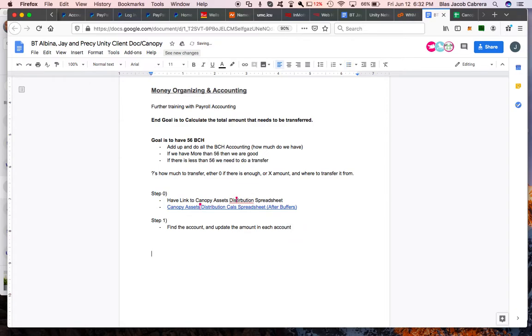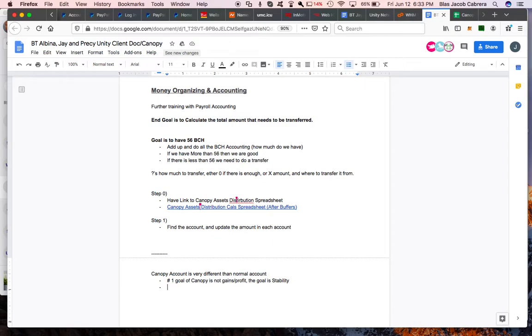What you need to understand about Canopy accounting is that it is very different from normal accounting. The number one goal of Canopy is not gains or profit, right? The goal is stability. Does that make sense?